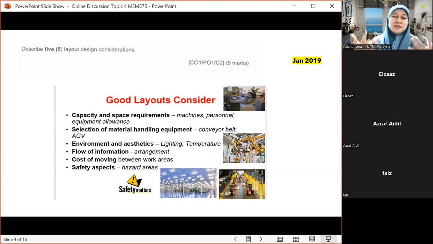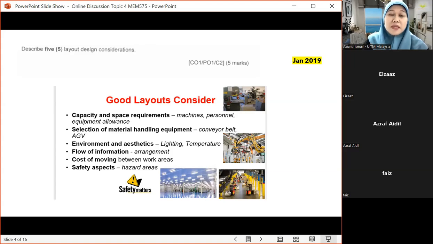The factory panas and then all the employees will suffer because of the heat, tak boleh release. So all of this kita kena consider when we want to do the layout. Make sure ventilation have enough circulation, and then the lighting is enough, okay? And then also the ergonomics of the people that work. So tak adalah dia kena tunduk or dia kena berdiri all the time. So all of this you need to consider.